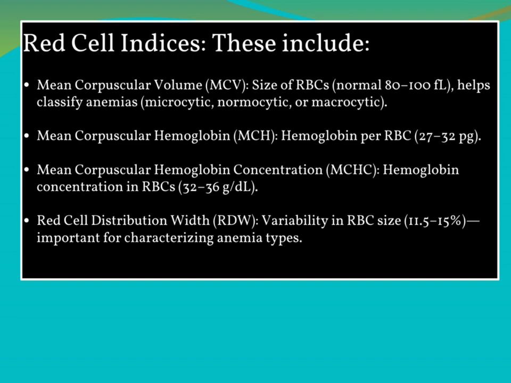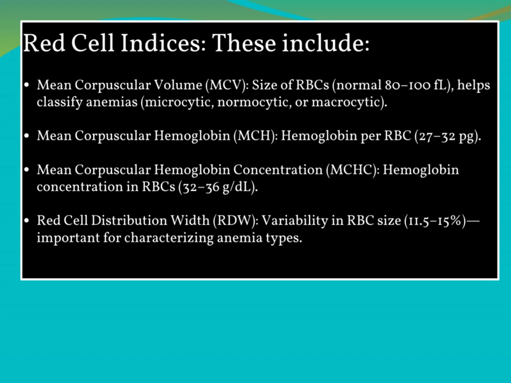Red cell indices include MCV, mean cell volume, MCH, mean corpuscular hemoglobin, MCHC, mean cell hemoglobin concentration, and red cell distribution width, RDW. So first, MCV, the size of RBC, helps classify anemia as microcytic, normocytic, or macrocytic. Second, MCH, hemoglobin per RBC, 27 to 32 picograms. PG means picogram.